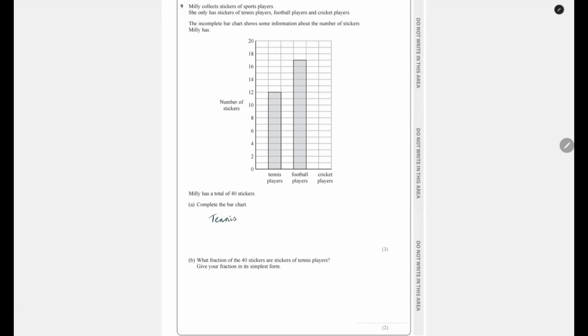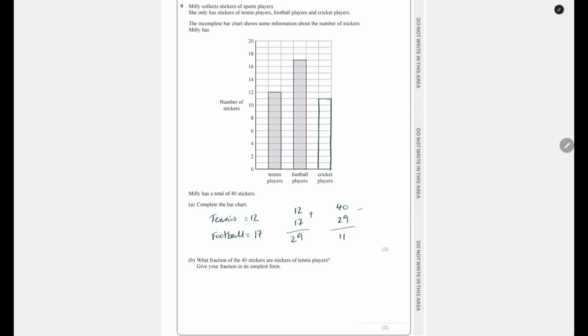we have 12. And for football players, we have 17. And so if we add that together, that's 12 plus 17, that's 29. We know that she has a total of 40 stickers, so that's 40 minus 29, which is equal to 11. And so our cricket bar is going to go up to 11. So you see 11 is here. And so we're going to draw a bar like so.